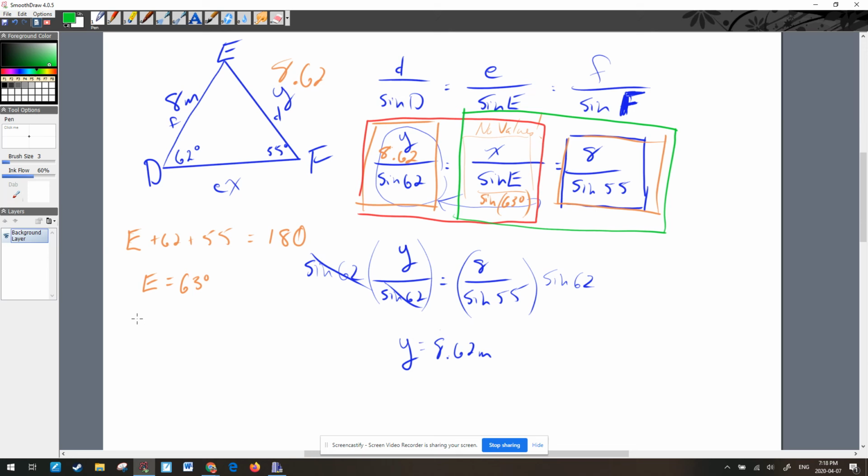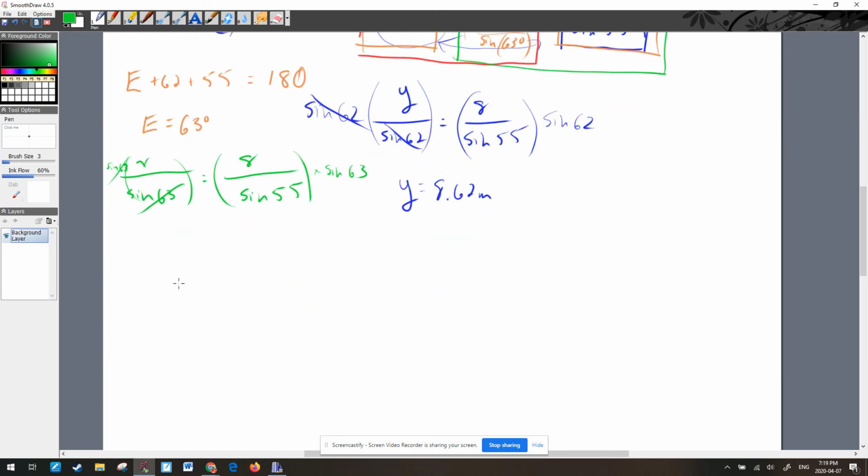So I'm going to rewrite them just to get them clean again. So we're going to have x over the sine of 63 is equal to 8 over the sine of 55. And I'm going to solve. I'm going to multiply both sides by the sine of 63. Didn't give myself much room there. So sine 63. And I'm going to multiply over here, obviously, by sine of 63. Those guys are going to go away. And what I'm going to have now is I'm going to rewrite it because it's pretty messy. X equals 8 divided by the sine of 55. And that's going to be multiplied by the sine of 63.